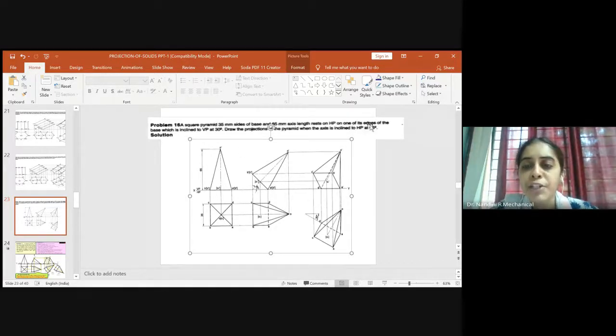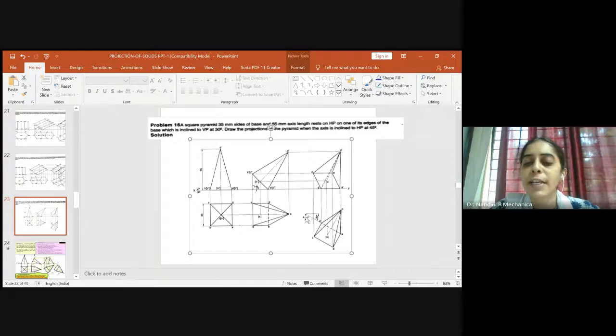So what is the third part? It is told the edge in which the square pyramid was resting in HP, the same edge is inclined to VP also. So this was the edge which was resting on HP. We always keep the edge resting on HP towards our right. So the edge which was resting on HP is now inclined to VP at 30°. So for the third stage, we will take a 30° line. If you don't have enough space, you can just draw a line parallel to our XY line below and take 30°.